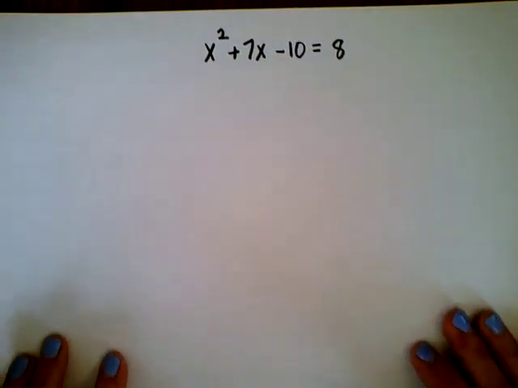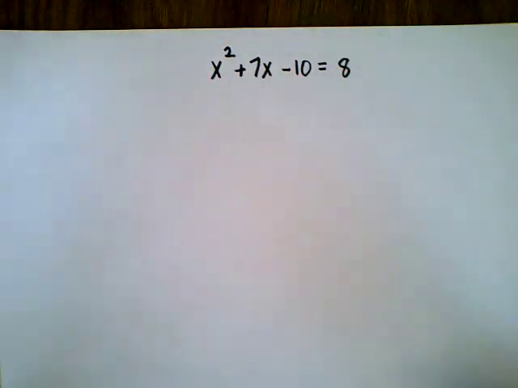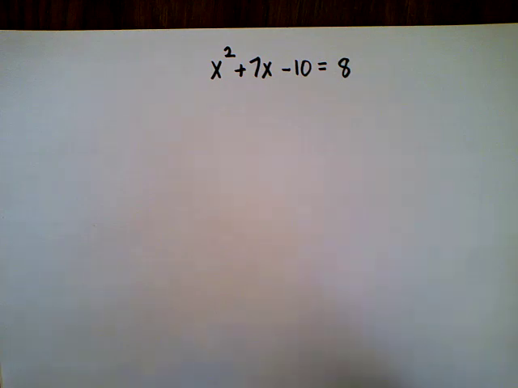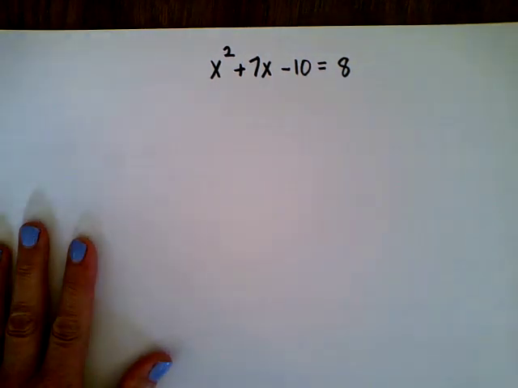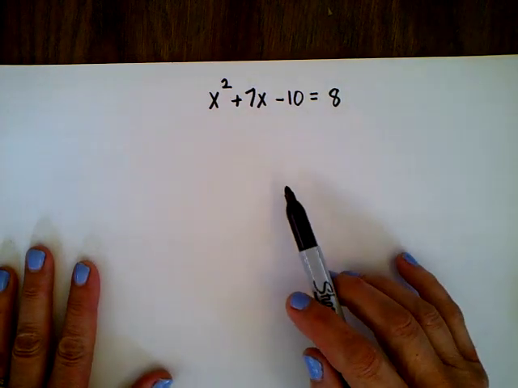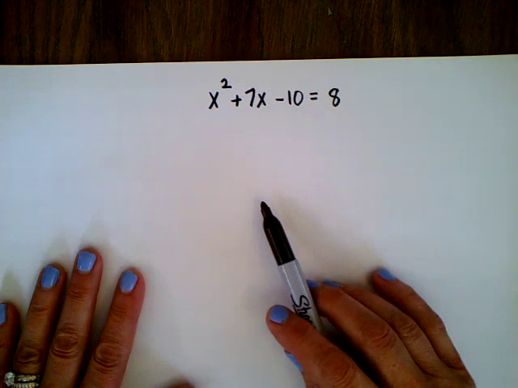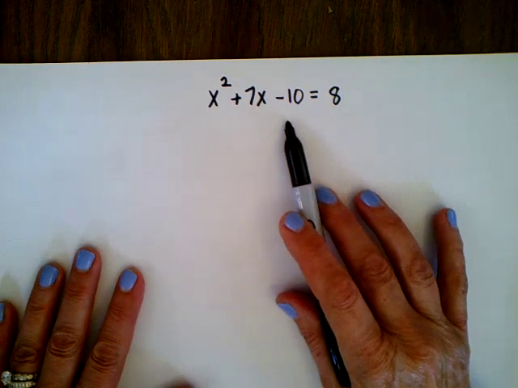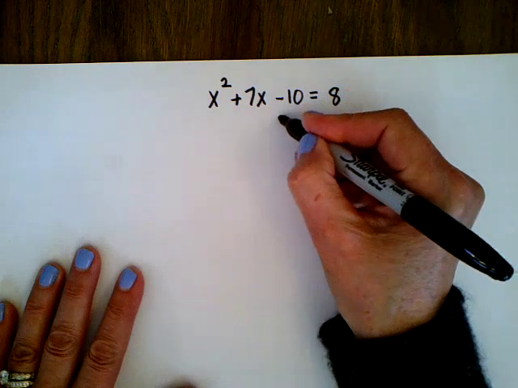Okay, let's look at another example. In this particular one, again, we're going to solve by completing the square. And in doing this problem, we're going to come up against something a little different. Again, move this last term over with the 8 by adding 10.